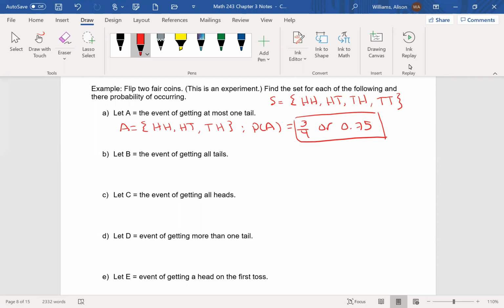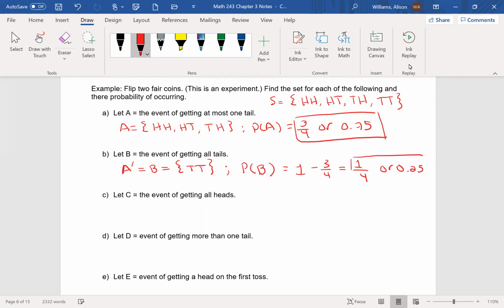So part B, they want us to find the event of getting all tails. Well, that happens to be the complement of A. And here, I'm actually going to make a note of that. I'm going to write A prime is the same thing as B, which happens to be two tails, because it's the only thing in the sample space left that isn't in our set A from part A. So that means that the probabilities of both of these are supposed to add up to 1. So I could calculate B by simply subtracting the probability I got in part A, which would be 1/4 or 0.25.